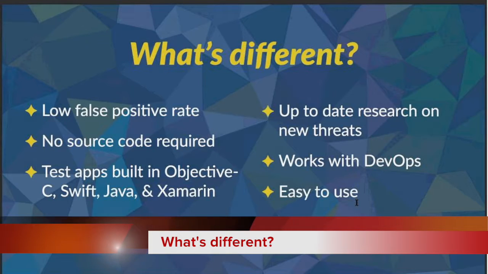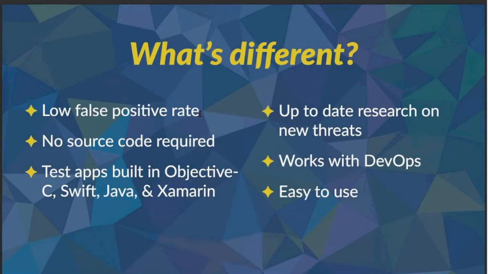What's different from competitors in the market? As I said, we've got a low false positive rate. We really qualify our reports, and our security researchers really verify them. There's no requirement for source code. We can work from the binaries that are being put onto the Google Play Store or App Store or other third-party app stores, and that really cuts out a lot of the traditional privacy objections.